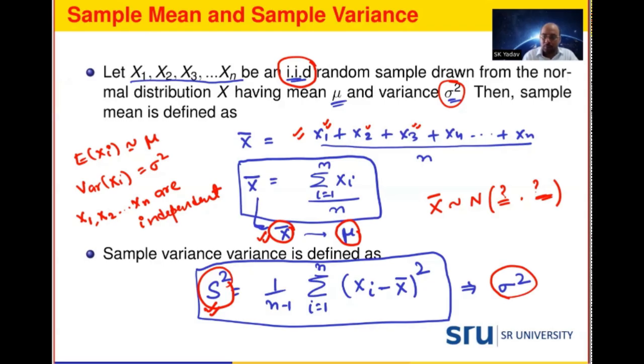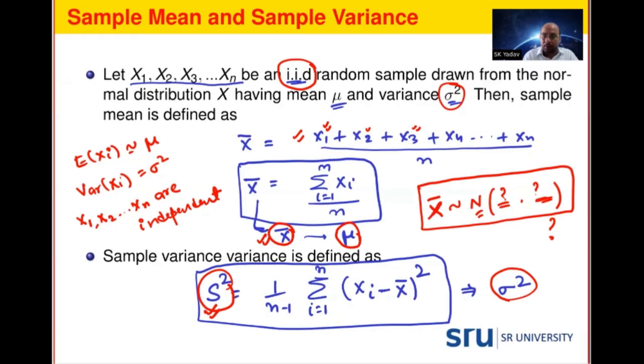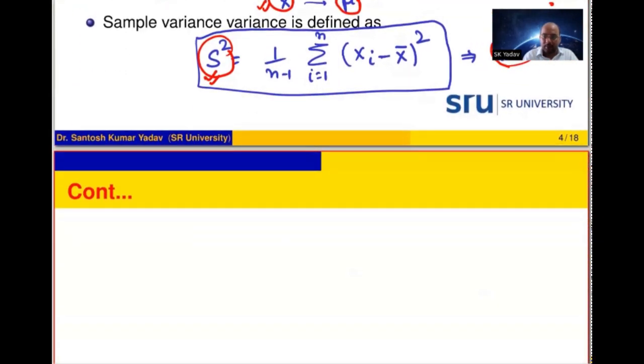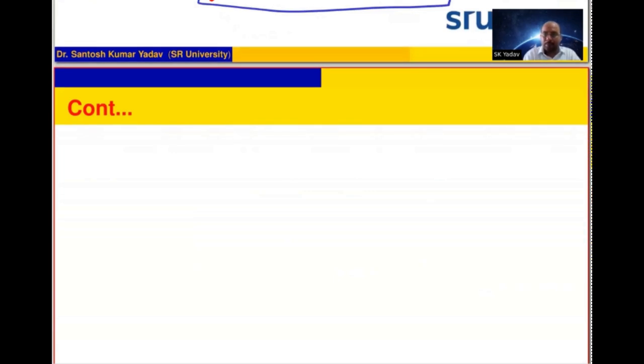So let us move to our original question. What is the distribution of sample mean? We will cover this. So for this, we already understand the distribution of sample mean is normal, but with what parameters? So we compute the mean of X bar and the variance of X bar. So let us compute here. It's very easy to compute.